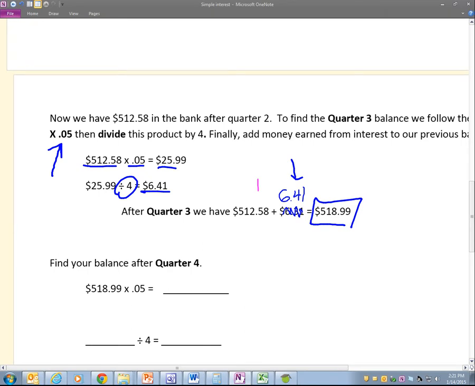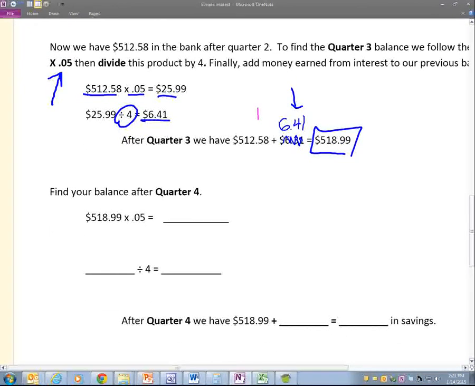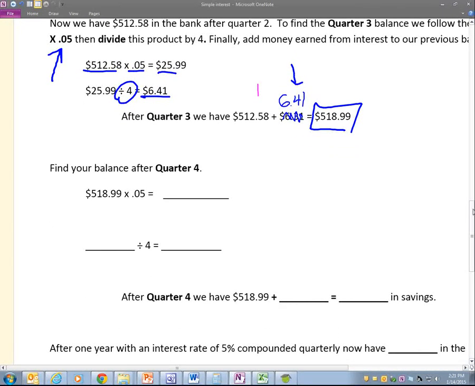This is the exact same layout as you will be using for quarter four. Okay? Same layout. See, here's the previous month, just like that. Here's our interest rate. So I want you to find quarter four, please. Do that now.